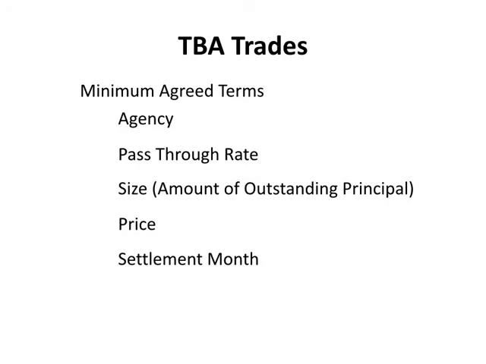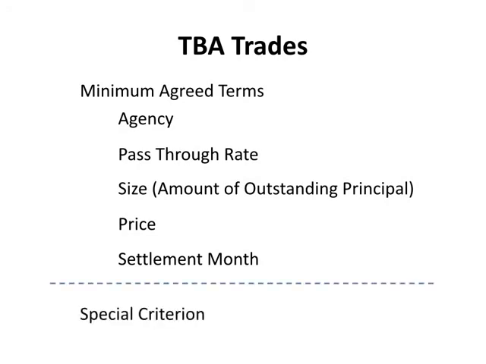For instance, assume a buyer and seller have agreed to trade $50 million worth of Fannie Mae securities with a 4% pass-through rate for March settlement. The seller can deliver any Fannie Mae pass-through security having a 4% pass-through rate to satisfy their obligations under the terms of the trade. Issuing agency, pass-through rate, size, price, and month of settlement are the only terms upon which the buyer and seller have to agree at the time of a TBA trade. The buyer can request other special criteria to be included, but the majority of TBA trades have few special conditions beyond the 5 identified on this exhibit.